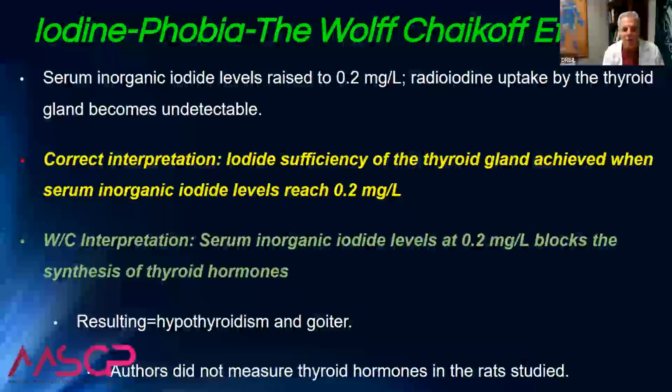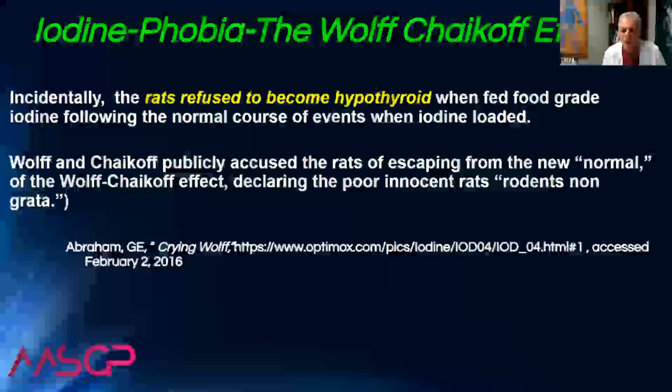The correct interpretation was that iodine sufficiency of the thyroid gland was achieved when serum organic iodine levels were at 0.2. It's not that when it was raised to 0.2 it became a poison. So again, they didn't measure the thyroid hormones in the rats. In fact, they kind of criticized the rats because they couldn't repeat the experiments with food grade iodine, and that was going to be their claim to fame.